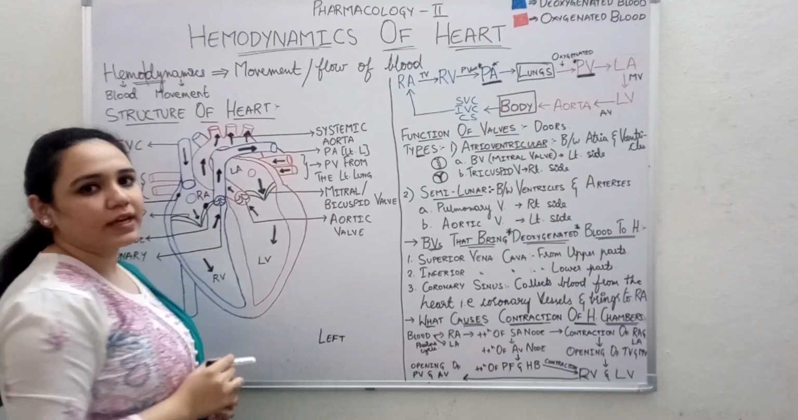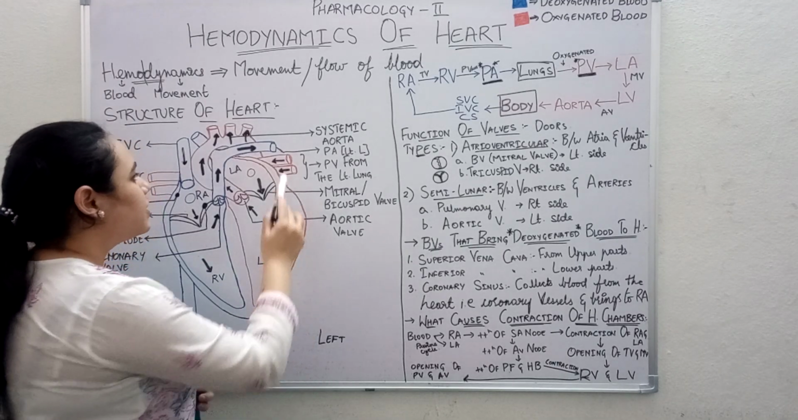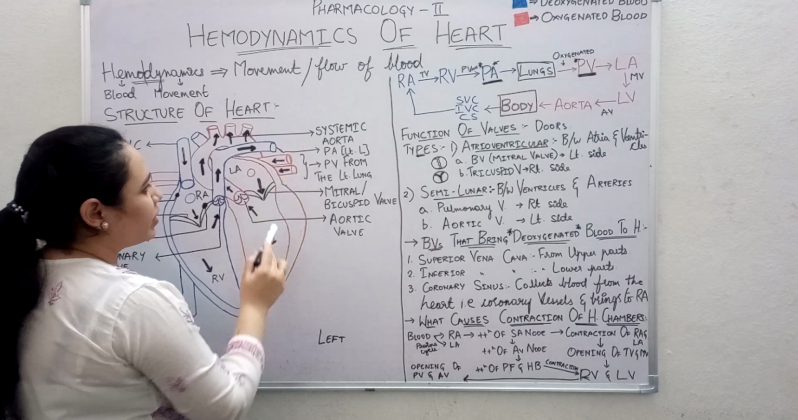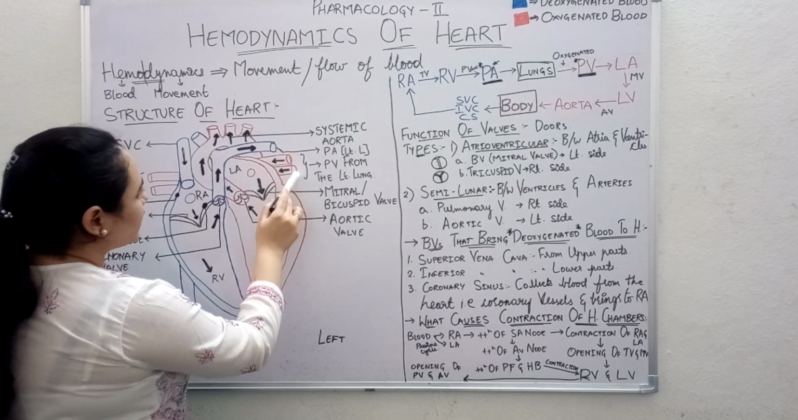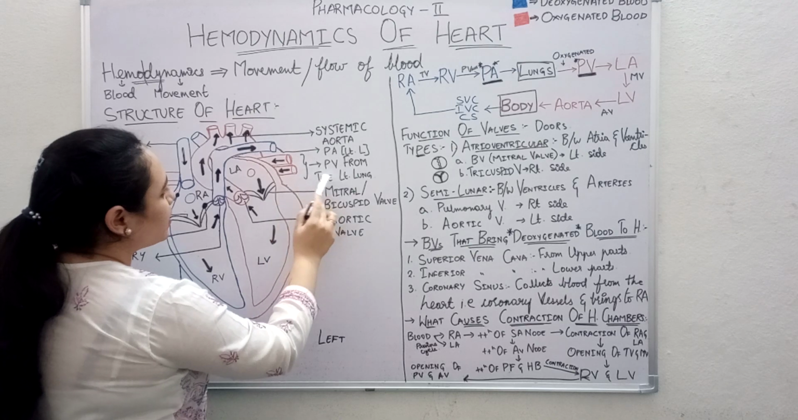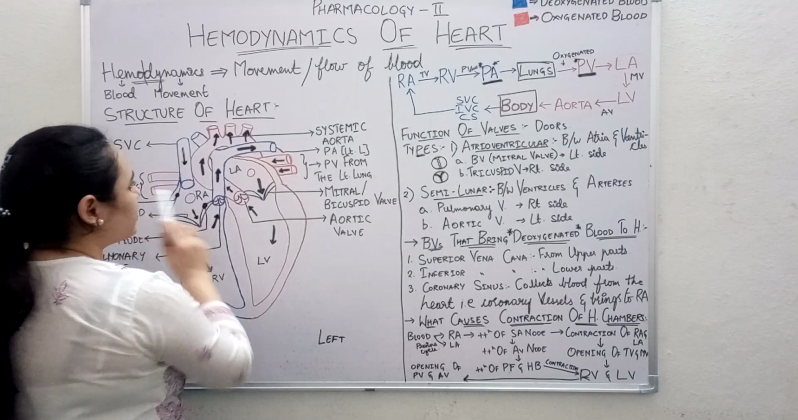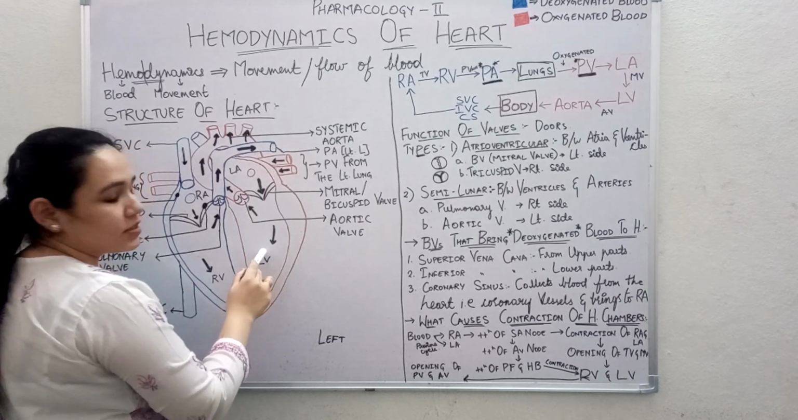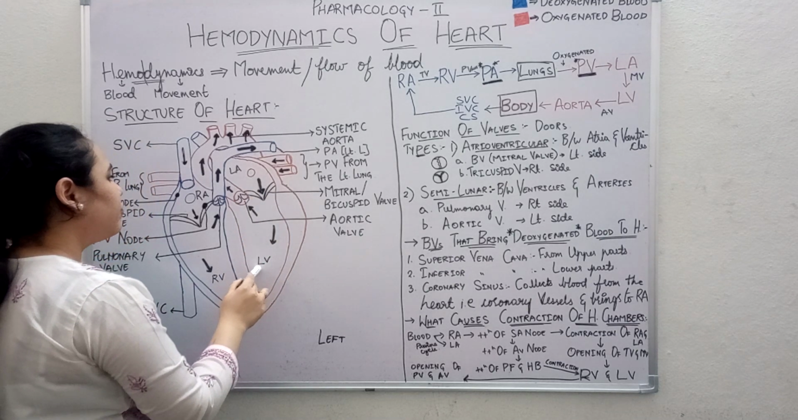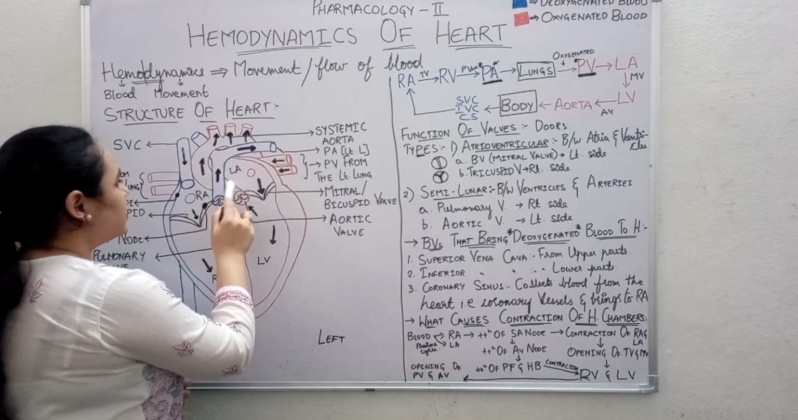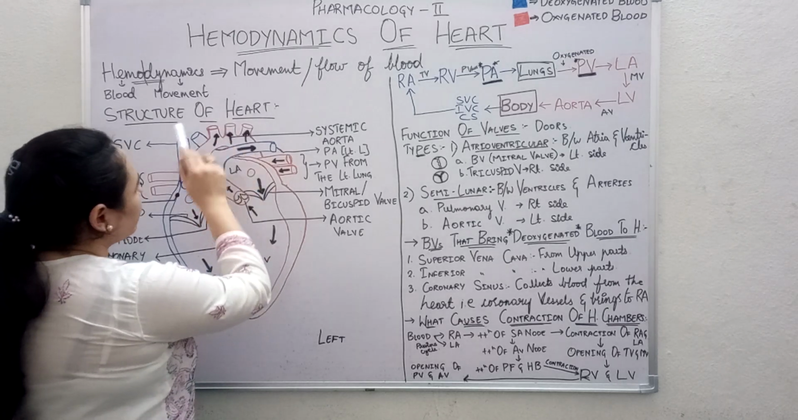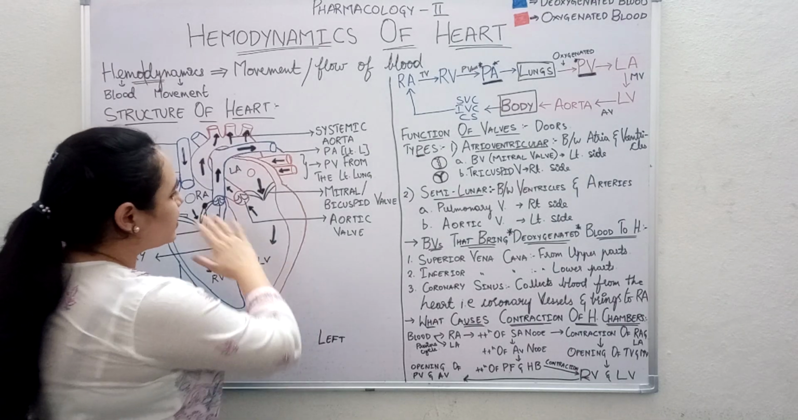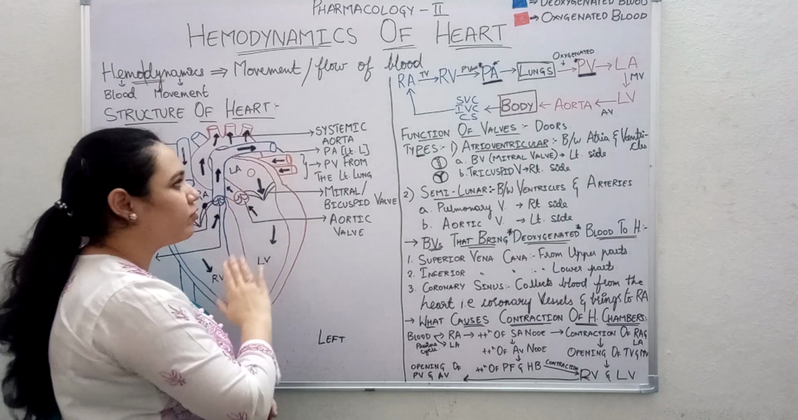In the lungs the blood gets oxygenated, and from there the blood returns into the left atrium through the pulmonary veins. One goes to the left lung and the other goes to the right lung. Then from the left atrium the blood enters the left ventricle, and from the left ventricle the blood enters the systemic aorta, and from there the blood is distributed to the rest of the body. This is the basic cycle of blood flow in the heart.